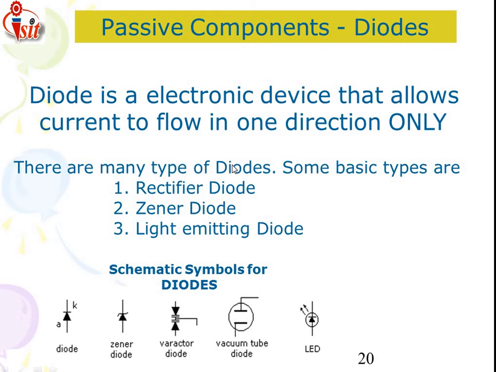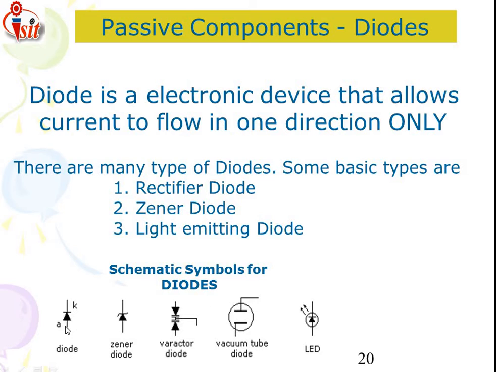Then next is a passive component, the diode. The diode is an electronic device that allows the current to flow in one direction only. There are many types of diode. Some basic types are the rectifier diode, then the Zener diode, then the light emitting diode. These are the schematic symbols for the diodes.